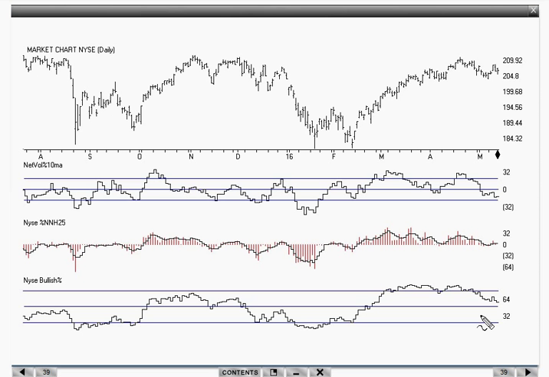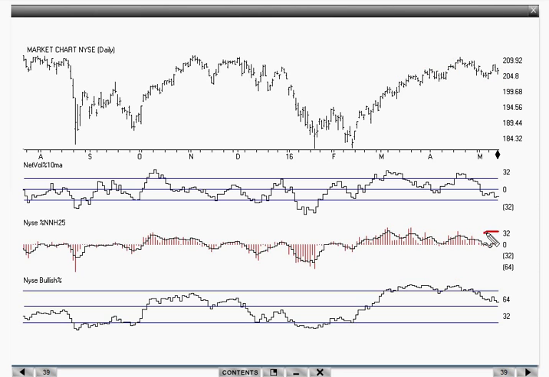Looking first of all at the New York breadth chart with the daily breadth indicators through Thursday. We talked about the divergence between the breadth indicators themselves and the price at the top here, advancing to new highs while the indicators make lower highs, giving that negative divergence.